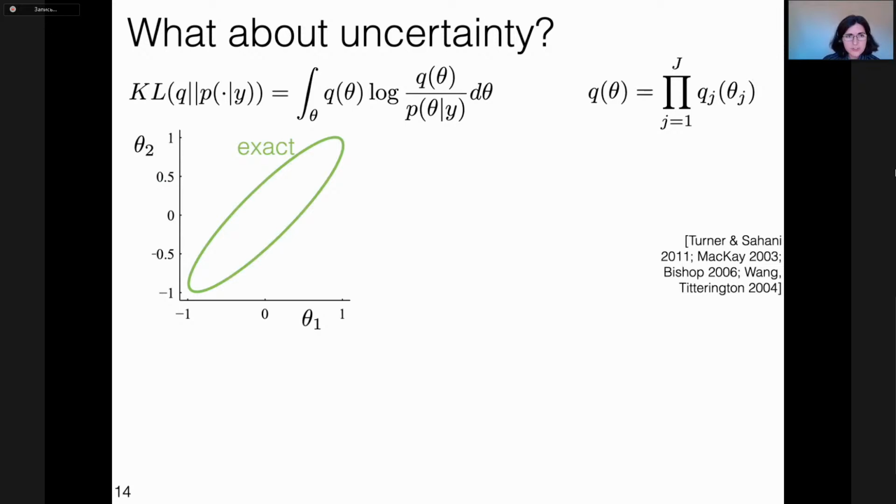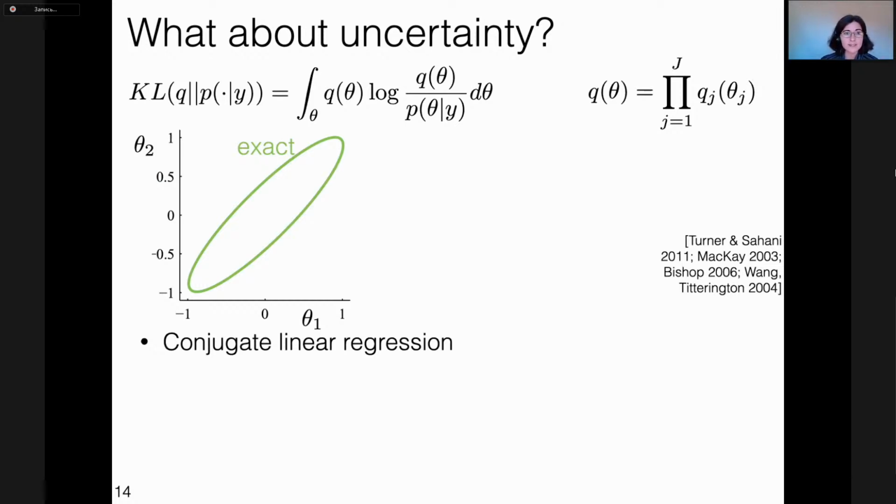Okay, so let's consider, again, a super simple example. It's an exact Gaussian. So suppose my two parameters are theta 1 and theta 2, and my exact posterior is a Gaussian. Why would we even care about an exact posterior that's a Gaussian?